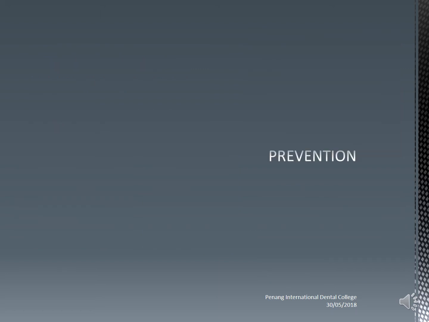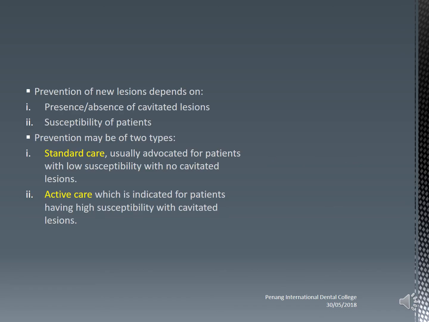Coming to prevention of dental caries. Prevention of dental caries or prevention of new lesions depends upon two factors. One is presence or absence of cavitated lesions, and secondly susceptibility of the patients. Prevention can be categorized into two types. Standard care is usually advocated for patients with low susceptibility to caries with no cavitated lesions. Active care is prescribed for patients having higher susceptibility to caries with cavitated lesions.